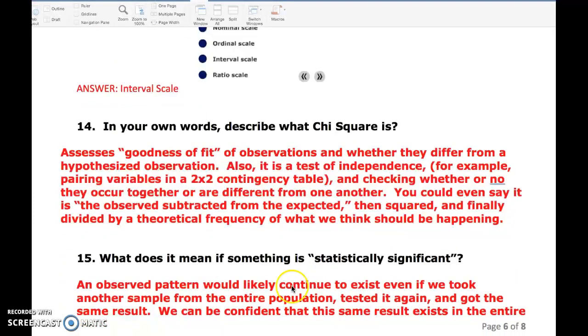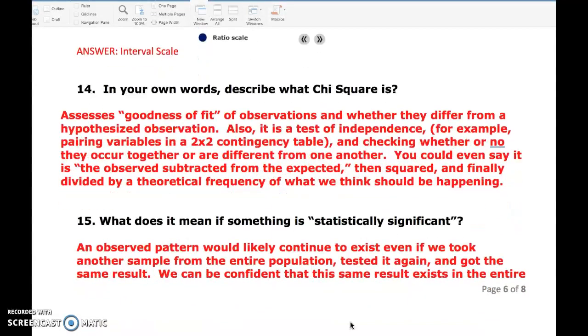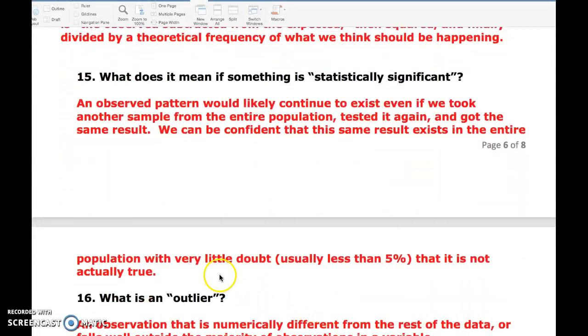It's kind of fun. What does it mean if something is statistically significant? This one's a toughie. Basically, it means an observed pattern or a result would likely continue to exist even if we took another sample from the entire population, tested it again, we'd get the same result. We can be confident that the same result exists in the entire population with very little doubt, usually less than 5% doubt that it is not actually true. So we can say that we are 95% confident that this is a true result.